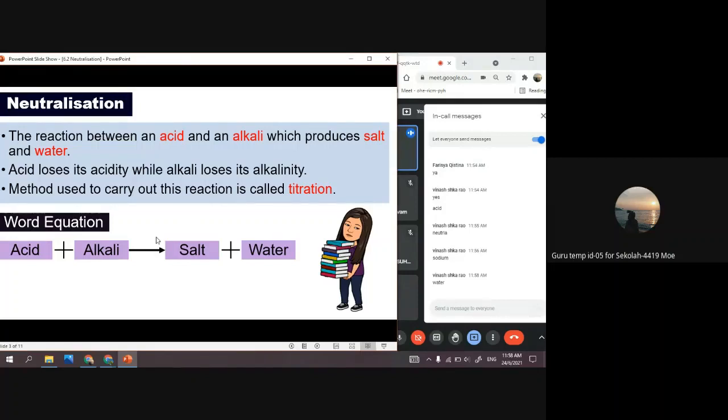It means produce. In maths equations, you would use an equal sign, right? But for chemical equations, chemical reactions in science, we do not use an equal sign. So remember, no equal sign, use an arrow instead. An arrow means produce. Acid plus alkali will produce salt and water. Right, Vinash?